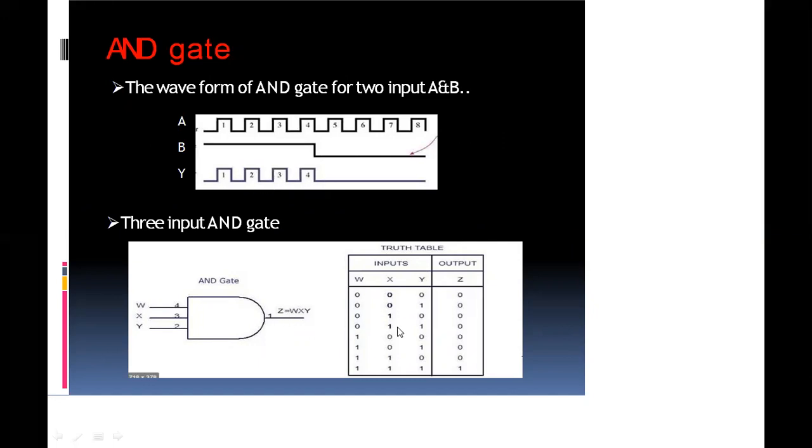For three inputs we also get the result of the AND gate. Previously we only discussed two inputs, and here the three input AND gate is also shown. The output is one only if all the input values are one, and for all other input values we get the result zero for the three input AND gate.